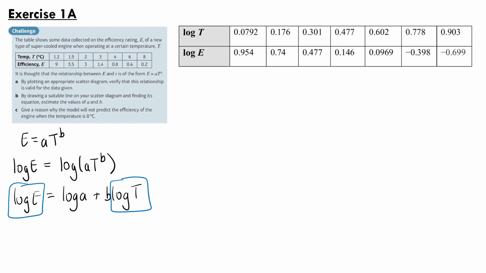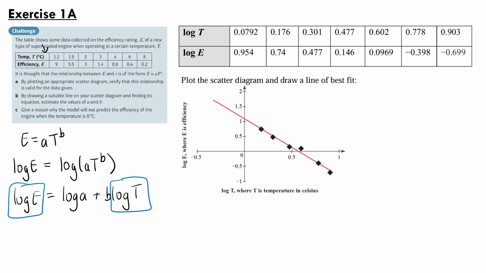Okay, and then if we find the values of log of T and log of E for each of the data points in the original table, we can see that when we plot them as a scatter diagram, they all nicely fit, for the most part, on a straight line. And there's the line of best fit drawn in there.